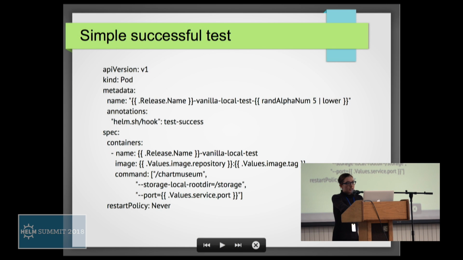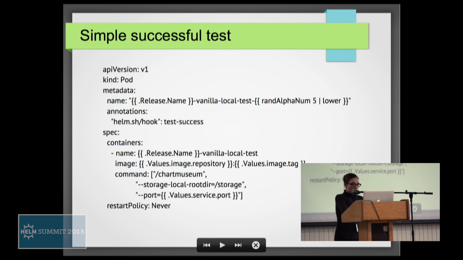Okay, so here's a simple, successful test. This is actually what Helm install will do for ChartMuseum specifically, just out of the box. We're just doing local storage, a port, and if you look at the annotations, what makes this a Helm test is that hook right here, the hook test success. Now what this means is that you expect this container to exit with 0 when you're done with your test. And you never want to restart.